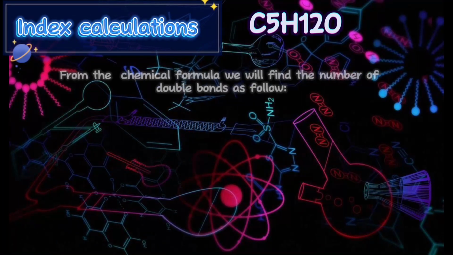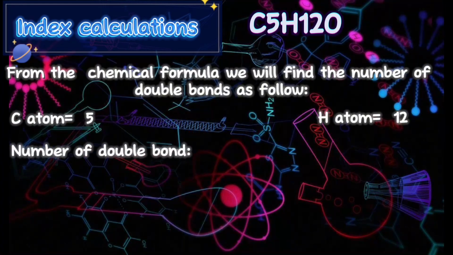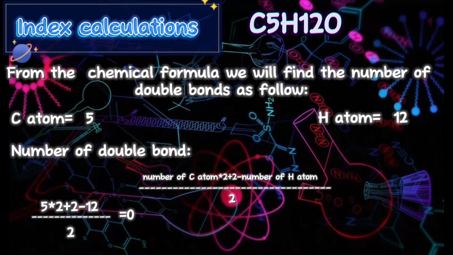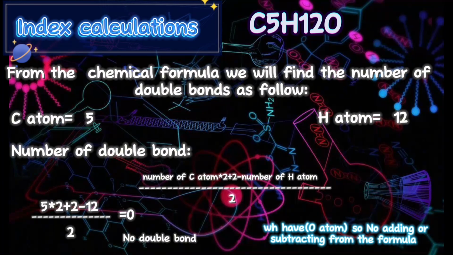Calculate the index using the law shown here. This law calculates the number of double bonds present in the compound. So the number here is 0, indicating there is no double bond present in this compound.